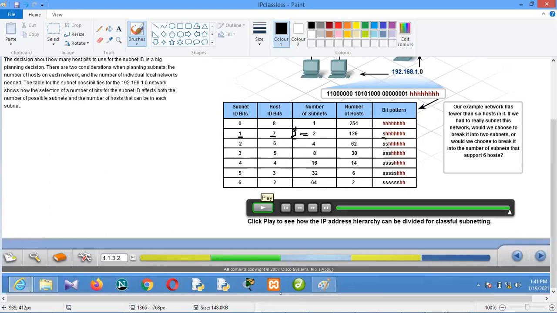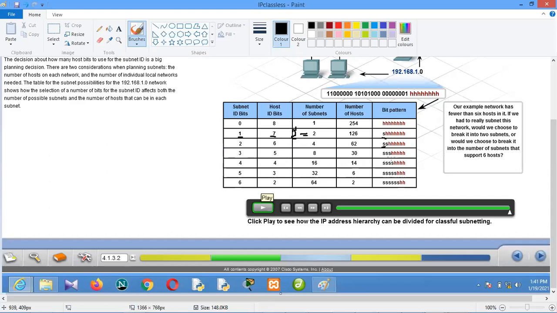Then if we borrowed 2, the host ID bits will remain 6. So the number of networks we are going to get when we borrow 2 bits is 2 raised to the power of the 2 that we borrowed. It's going to give us 4.